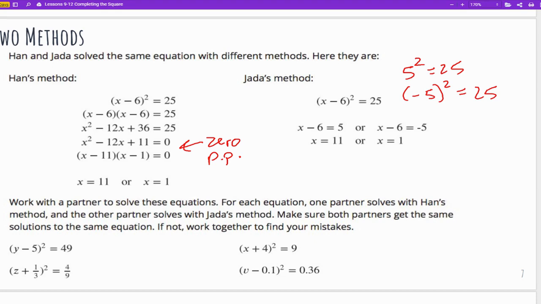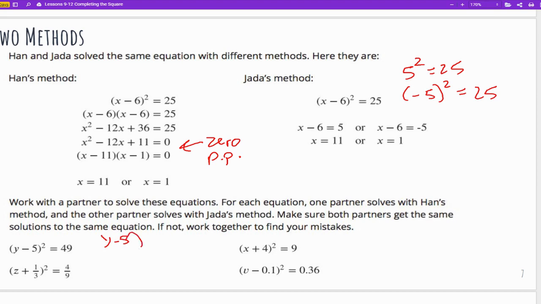So, for this example, we can solve one using Han's method, one using Jada's method. Let's just do one of these, right? We don't need to make the video too long, so let's pick one. Let's do the first one, right? Okay, so let's have y minus 5 squared equals 49. If we were to solve this with Jada's method, actually, no, we could use Han's method first, right? So we can write this out, and we get y minus 5.